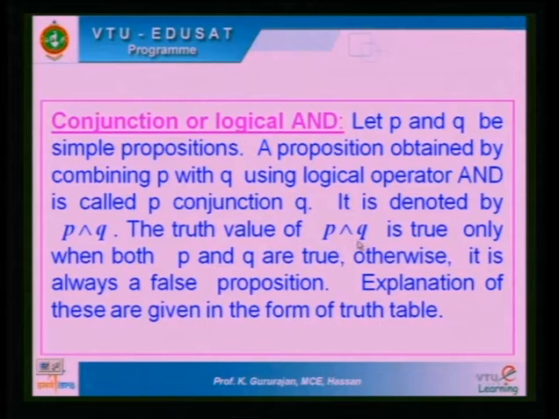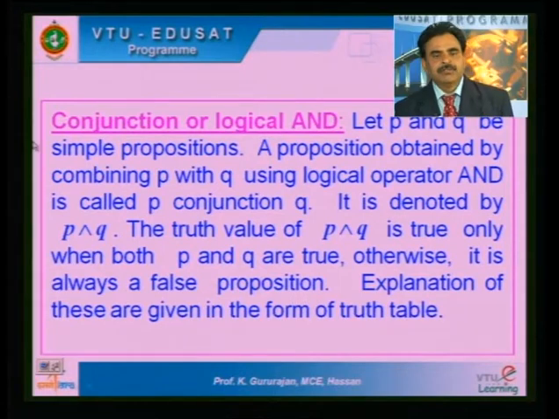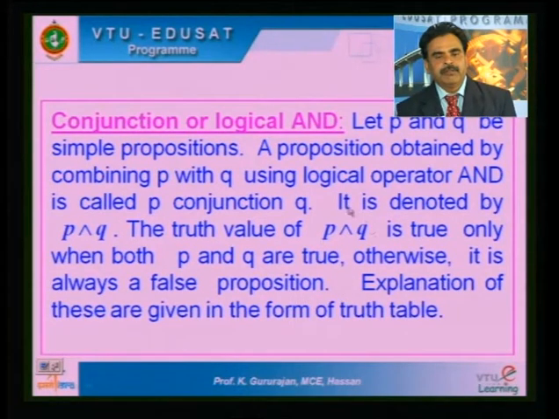Here the truth value of P and Q will be true only when both P and Q are true. Otherwise it is a false proposition. Understood? So P and Q will assume the truth value true only when P is true and also when Q is true. Otherwise it is a false proposition.